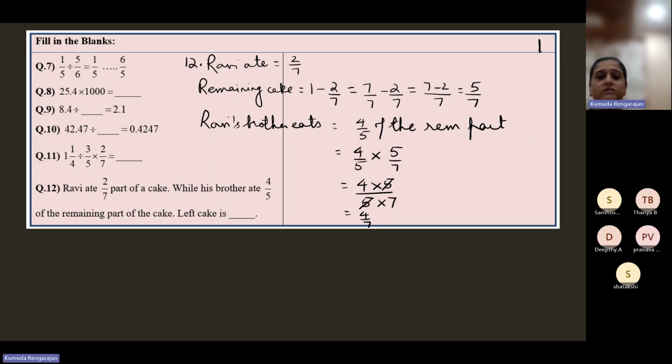There was 1. Ravi eats 2/7. After Ravi eats, the remainder is 5/7. Now this is only remaining. Now Ravi's brother eats 4/7. From which one will he eat 4/7? From whatever is remaining only he can eat.